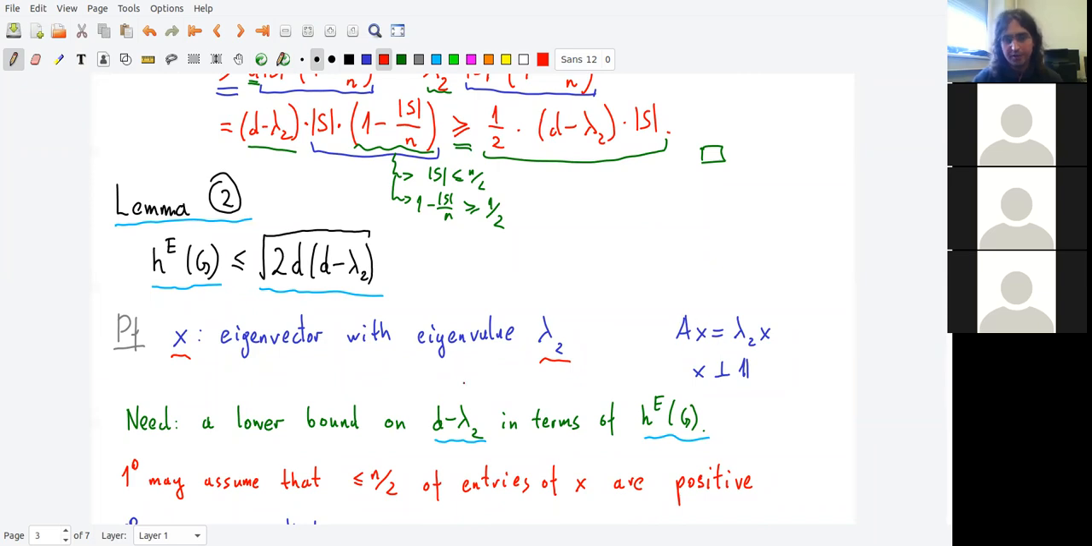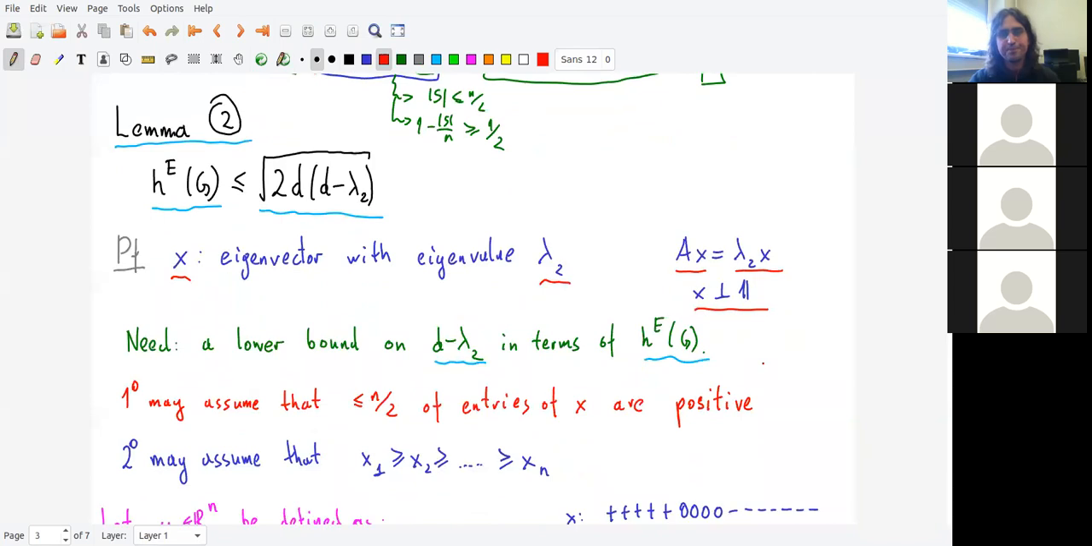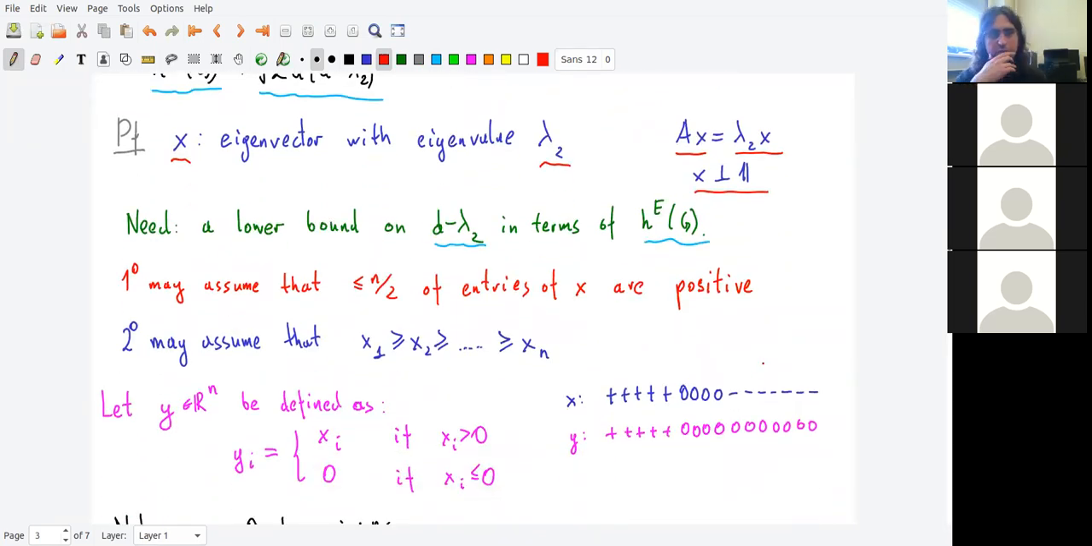So just to recall, the fact that x is an eigenvector with eigenvalue lambda 2 means that Ax is equal to lambda 2 times x, and because this is a vector from this orthonormal basis of eigenvectors, this vector is orthogonal to the vector of all ones. Good. So now we are trying to look at this vector x and understand it somehow a bit combinatorially, because we want to now use the assumption that the edge expansion is large.